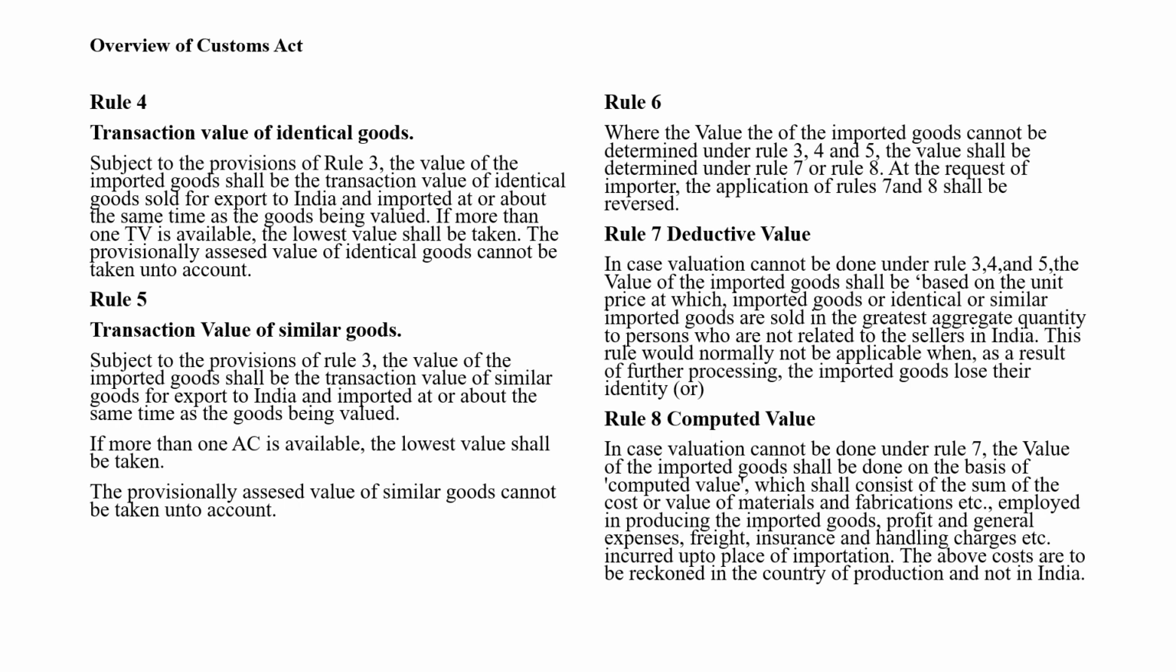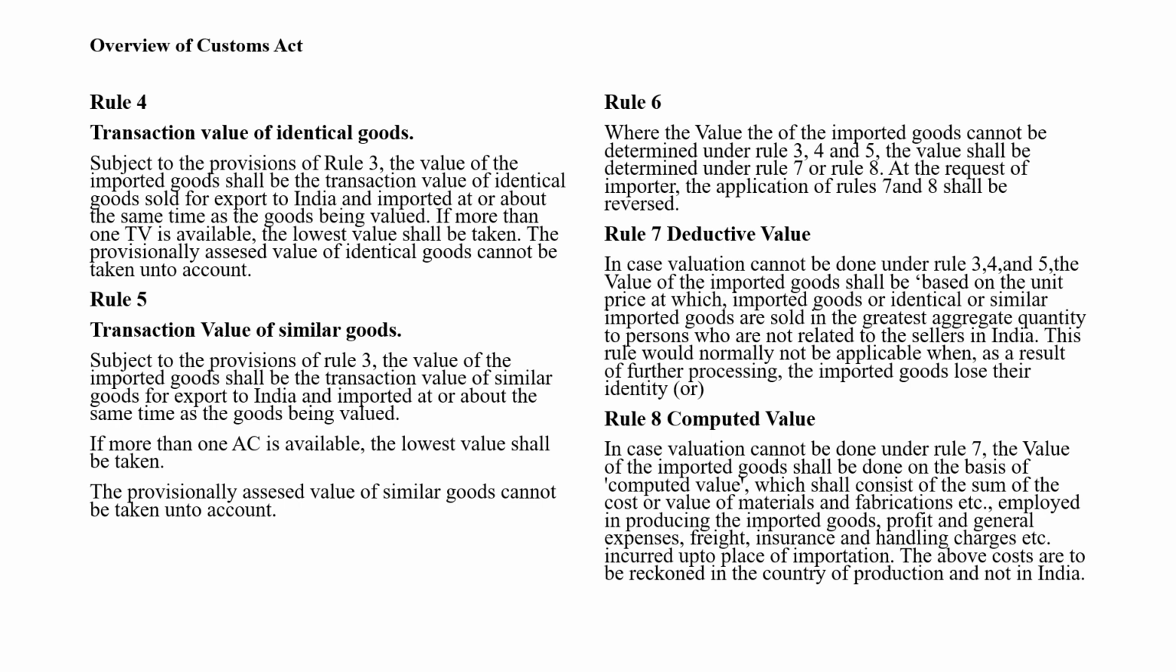Rule 4, sub-rule 3, the value of the imported goods shall be the transaction value of identical goods sold for export to India and imported at or about the same time as the goods being valued. If more than one transaction value is available, the lowest value shall be taken. And interesting, the provisionally assessed value of identical goods cannot be taken into account.